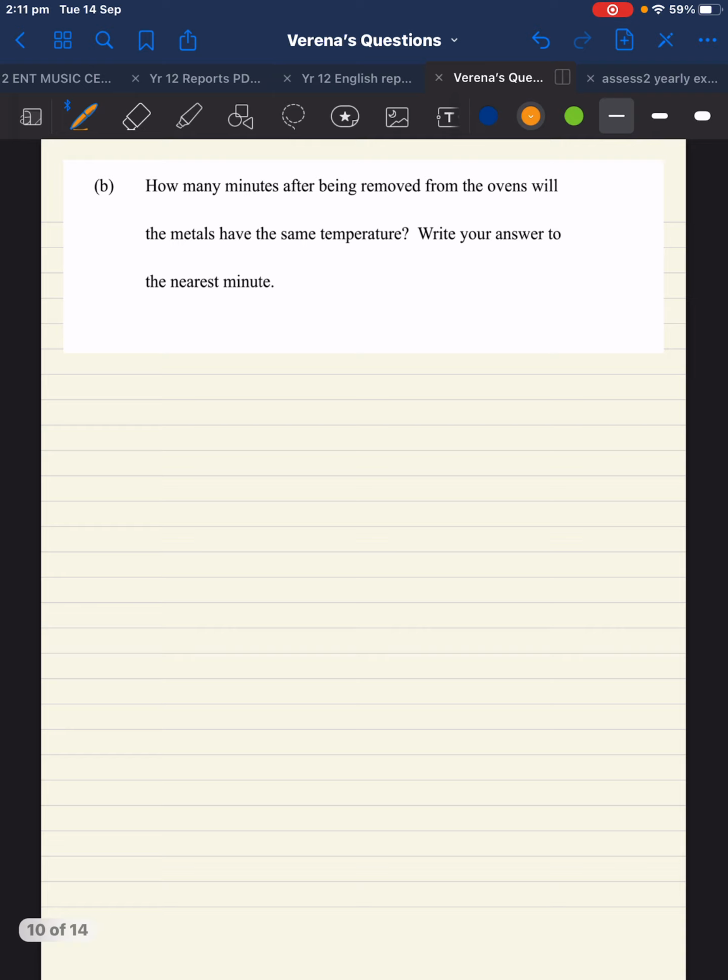Part B: how many minutes after being removed from the ovens will the metals have the same temperature, right? Go back to read the question if you wanted. The metals came out at different temperatures. Otherwise, it would be the easiest thing. t would be 0 if they were pulled out of their respective ovens at the same temperature. But it's not the case. They were at different temperatures. They were brought out into their rooms. They're cooling down at different rates. Eventually, at some point, the 2 bits of metal, the temperatures will become the same. We're trying to work out how long that will take. So in other words, we're trying to find the condition when the temperature of metal A will be equal to the temperature of metal B.